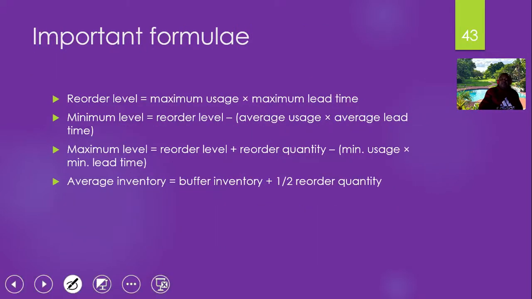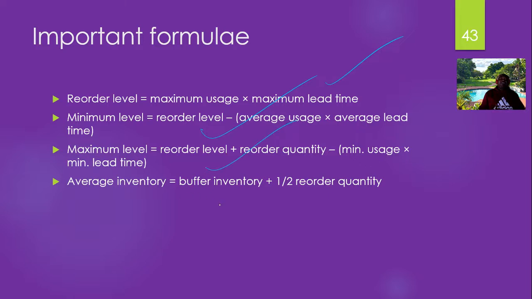So these formulae are important. Reorder level is equal to maximum usage multiplied by maximum lead time. Minimum level is equal to reorder level minus average usage multiplied by average lead time. Maximum level is equal to reorder level plus reorder quantity minus minimum usage multiplied by minimum lead time. Average inventory is equal to buffer inventory plus half reorder quantity.